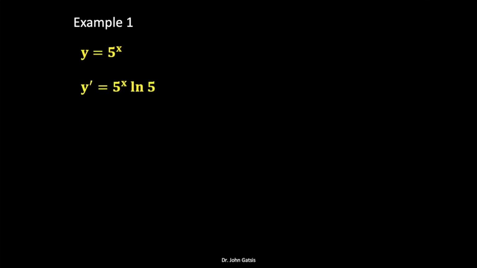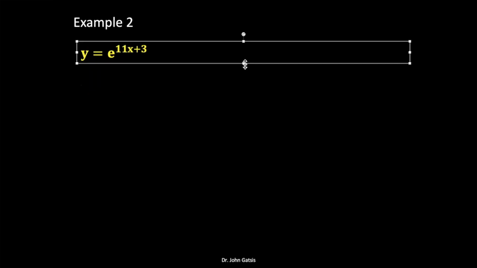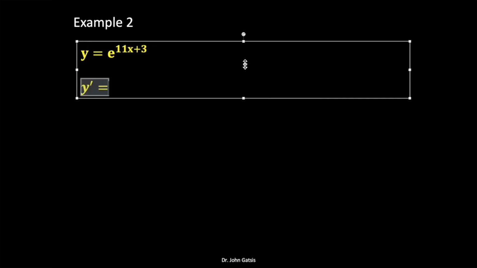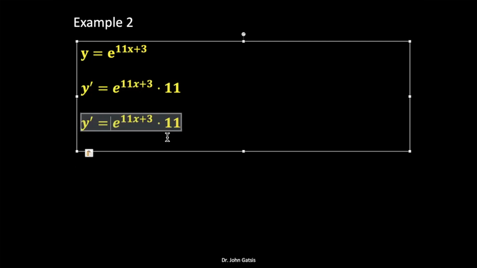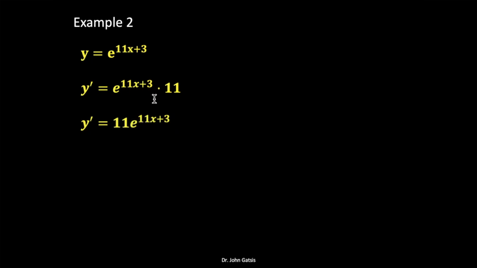Okay, let's try another example, in this case where we have a chain rule. In this case, the exponent is simply not just x, but a function of x. How do we find the derivative? We just copy the exponential and multiply by the derivative of the exponent, which in this case is 11. Now, for aesthetic reasons, you could put the 11 in the front there. Just looks a little bit nicer, but completely fine to leave it in the earlier step.